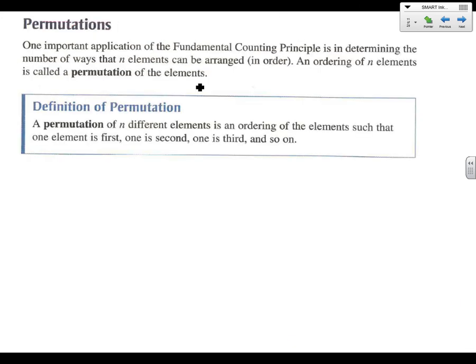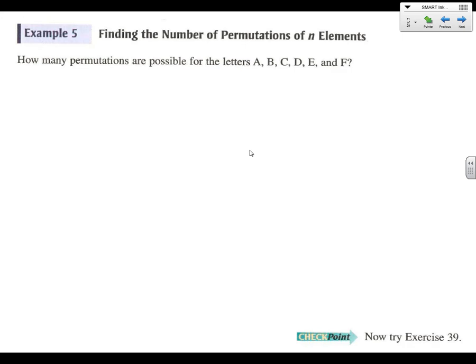Okay, so permutations. First new thing we're going to introduce after the fundamental counting principle. All right. How many different ways can we arrange things? So order matters. All right. If order matters, we're going to do a permutation problem. A permutation of n different elements is an ordering of the elements such that one element is first, then is second, and then third, and so on.